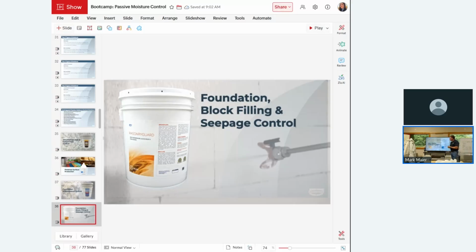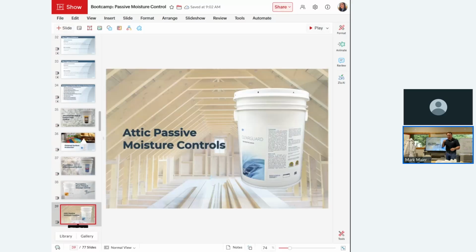Next slide. Now we get into areas of attic passive moisture control. And right now this says Clear Guard. It's really Max Guard Clear. You'll notice that we reorganized things probably starting at the beginning of the year, and we brought the Max Guard line down into Max Guard White, Max Guard Clear, Max Guard Blackout, things like that.